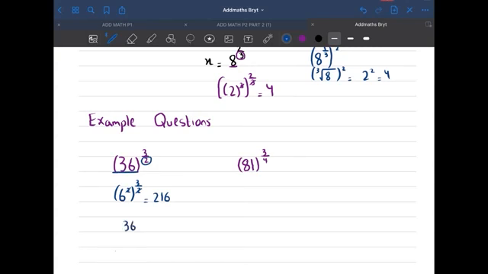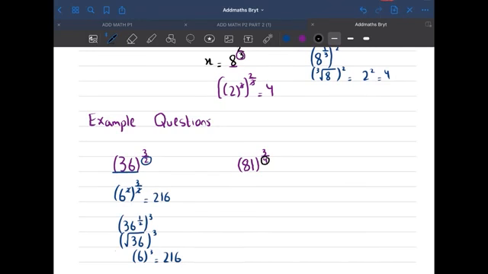I can write like this: 36 power half, cube. What's 36 power half? Based on rule 11, I can write like this: under root 36 is 6 and 6 cube is 216. In both the cases, I'll get the same answer. Let's do one more example.